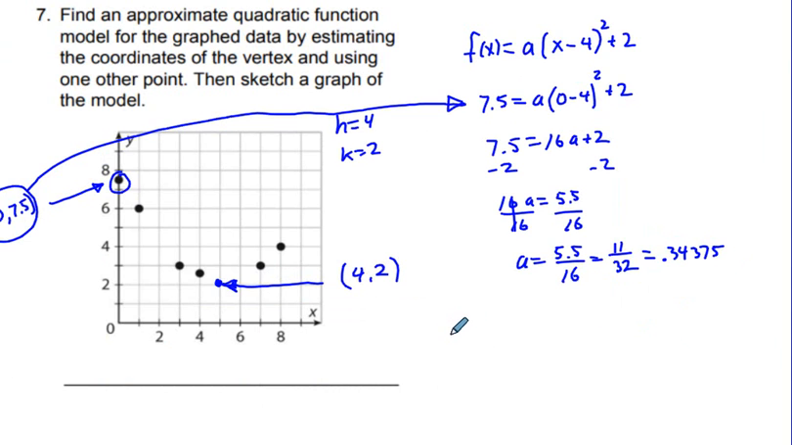So I'm going to write our function here, f of x is equal to 11 over 32, quantity x minus 4 squared plus 2. And so we're going to put this right over here. Now we're going to sketch this and see if it fits in like it should.